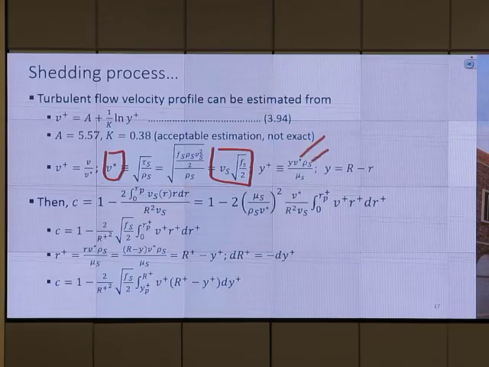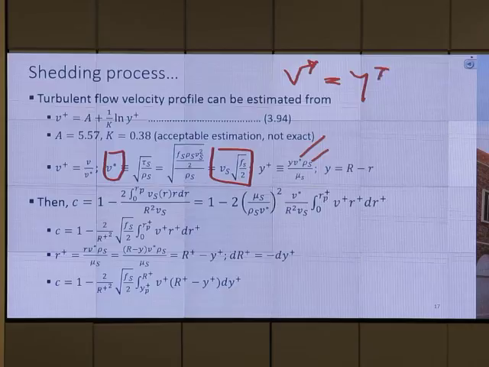So when I say V plus equals Y plus, what is that telling you? Velocity profile, right? Velocity as a function of radius.